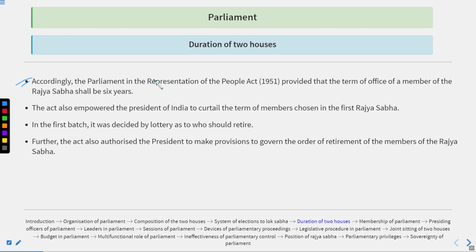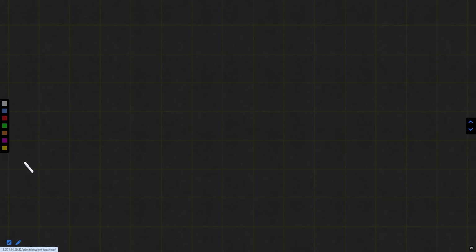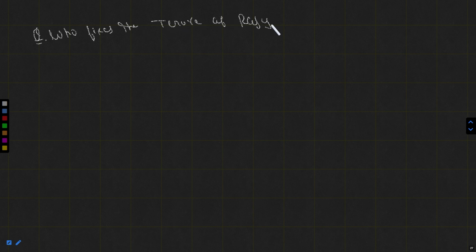Accordingly, the Parliament passed the Representation of the People Act 1951, which provided that the term of office of the members of Parliament shall be 6 years. How many years? 6 years. Okay. But remember, the question might become that the Constitution fixes, or you can say this could be the question design: who fixes the tenure of Rajya Sabha members? Who fixes the tenure of Rajya Sabha members?